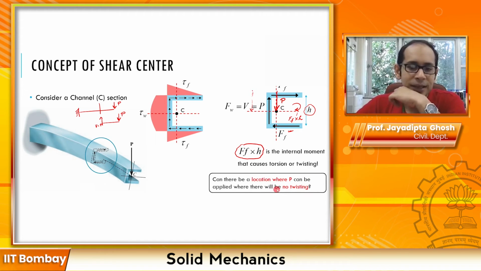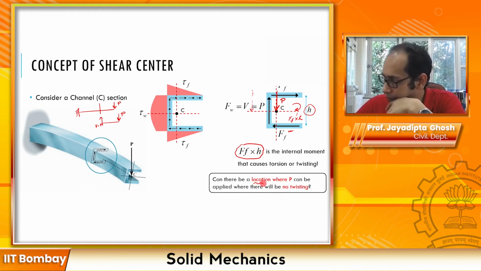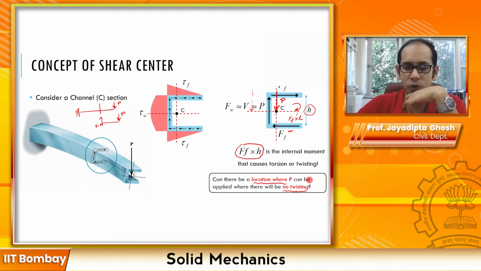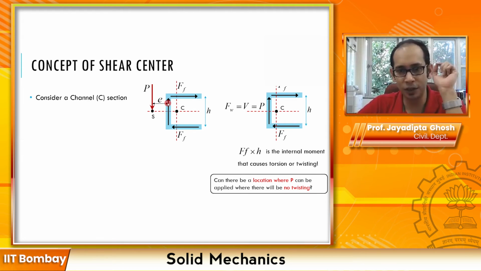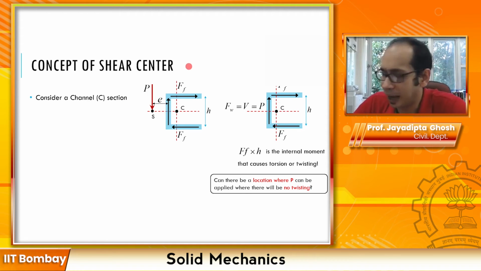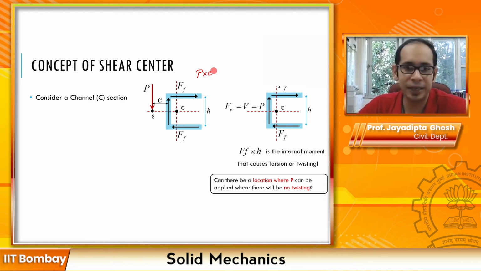So the question is, can there be a location of P where, as a result of applying that load P, there is not going to be any amount of twisting? And yes, the answer is true for that. So if I apply a load P in that external beam, at a distance to the left of the section, where this P and this internal P over here give a total moment, I can have a P times E, which is the anti-clockwise moment. This is also the internal P that is developing over here.